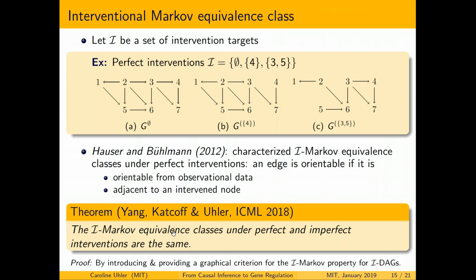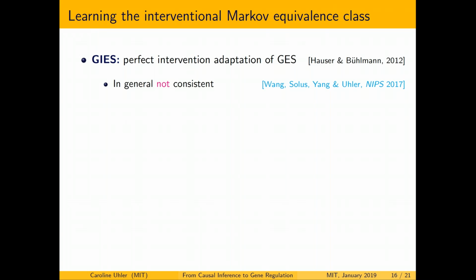In terms of algorithms, the score-based approach has been generalized to the interventional setting. It was conjectured that that algorithm is consistent, but we proved that it is in fact not consistent. Even if you have an infinite amount of data, it's not going to, in general, output the correct graph.